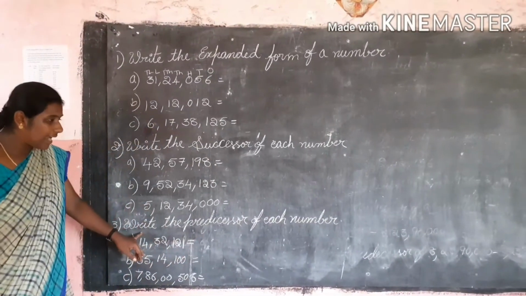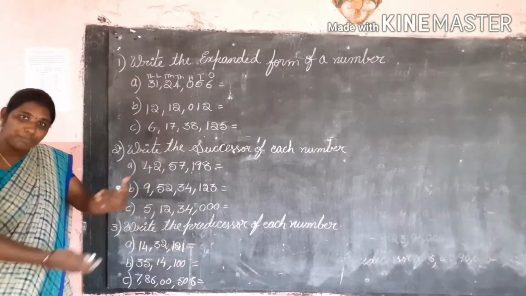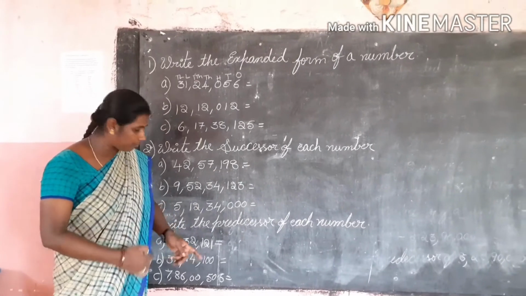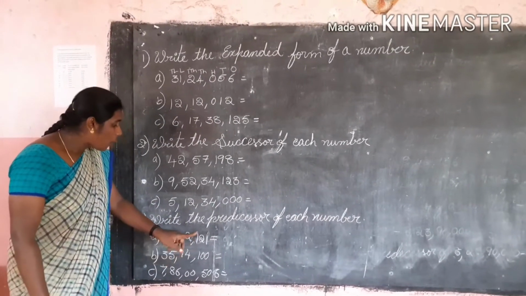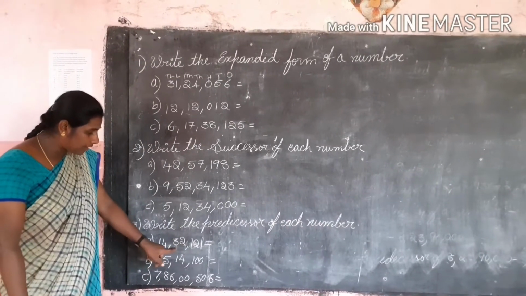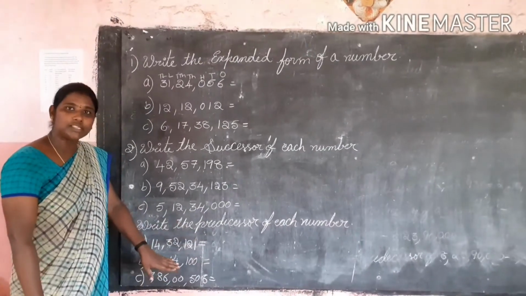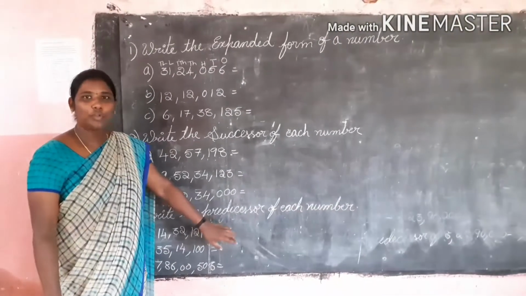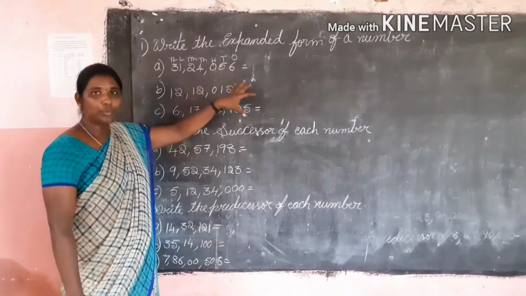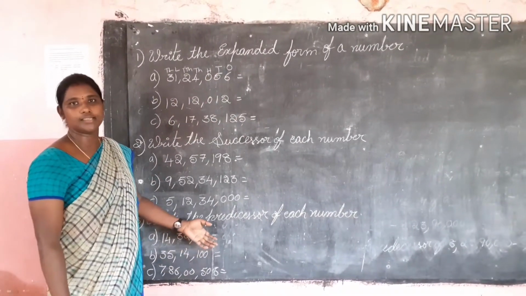Next one, write the predecessor of each number. How do we get the predecessor? Predecessor means the number before. We have to subtract 1 from the given number, and we get the predecessor. Here, 14,32,121. We have to subtract 1 from this number. Here you pause the video and do these problems on your own, and after that you check all these answers.